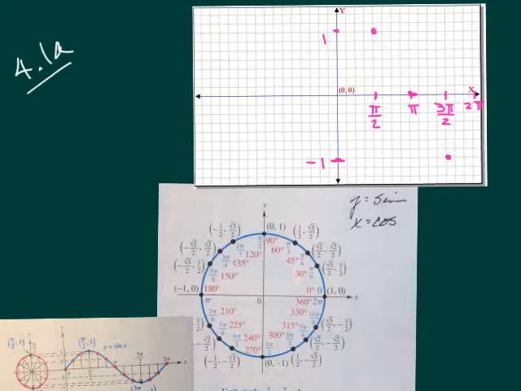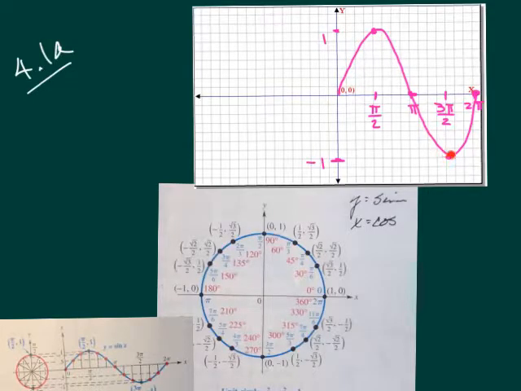So we're at 3 pi over 2, negative 1. And when we get all the way around back to 2 pi, our y value is 0. And when I draw this curve, I get a sine wave. Okay, so what I'm trying to do is get you to just understand what's happening here.